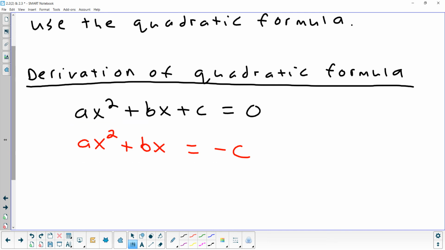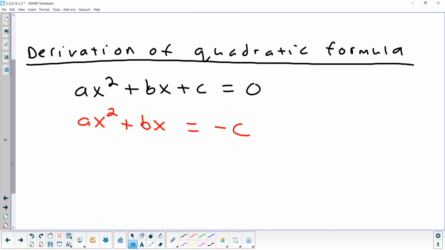Now, the next step when we're completing the square is we always like the coefficient of x squared to be a certain number. Does anyone remember what the coefficient of x squared always has to be? Yep. 1. What could you divide everything by here that would make this a 1? A. So let's divide everything by a. So now I have x squared plus b over a x, leave a little space, equals negative c over a.